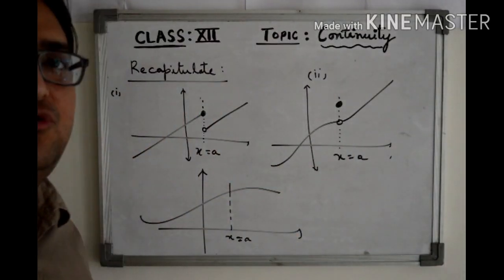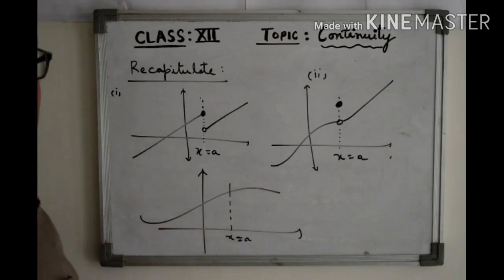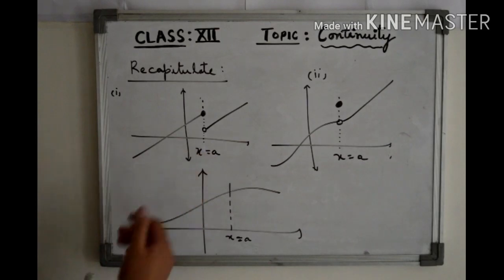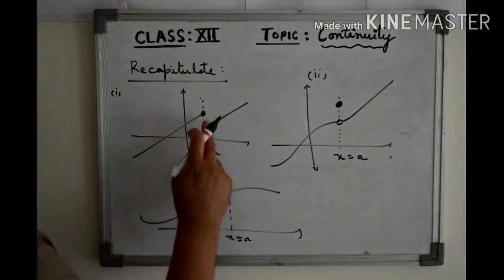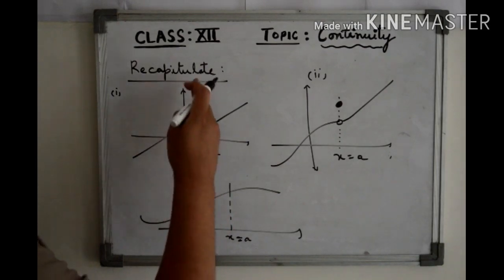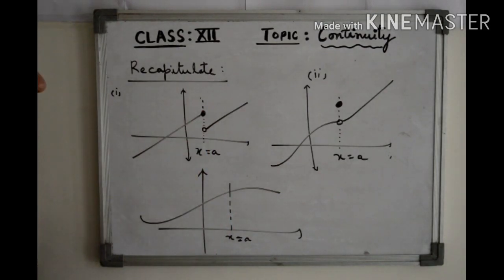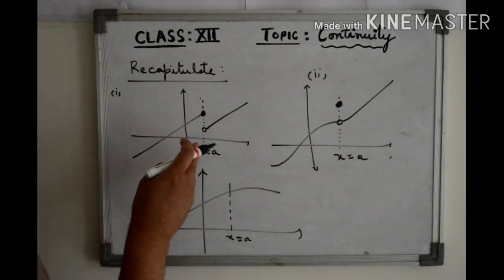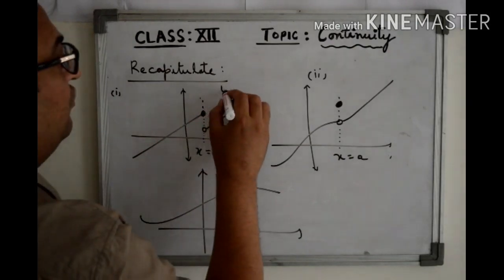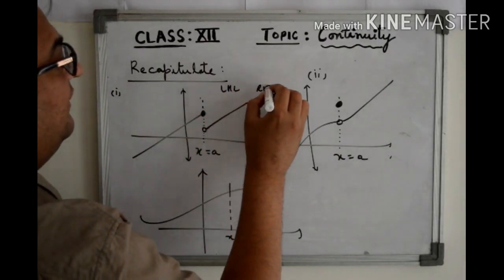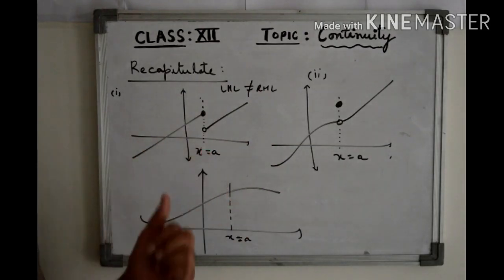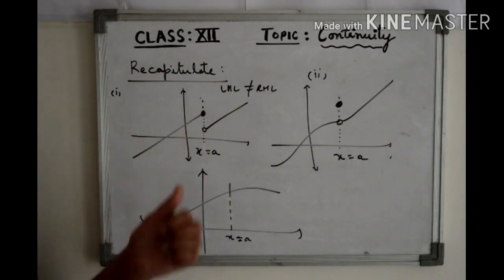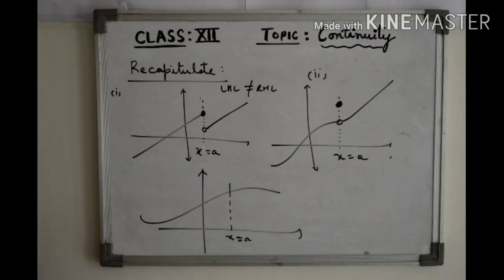Students, let us recapitulate what we have done till now through these three figures. In this figure, you can see the graph of this function. At x equal to a, there is a break, and x equal to a will be the point of discontinuity. And what mathematically will happen here, if you find the left hand limit and the right hand limit, the two limits will not be equal, and the limit at x equal to a of the function does not exist. In that case, we have a point of discontinuity.